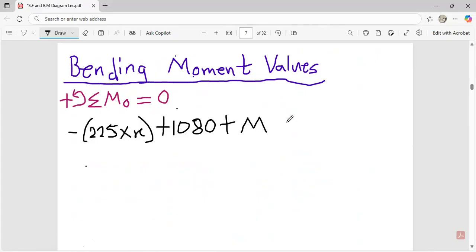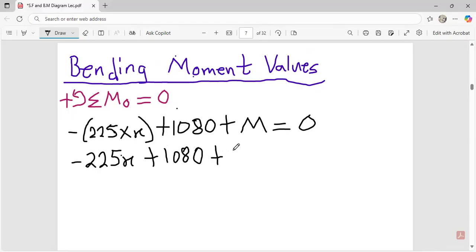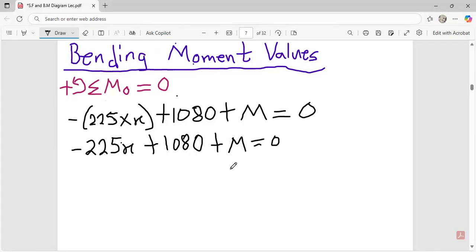Okay, good. At the end of the day, we equate all to 0. So the rest is no more physics. The rest becomes mathematics. Minus 225 times x is going to give you negative 225x. Plus 1080, plus our M, and all is equal to 0.